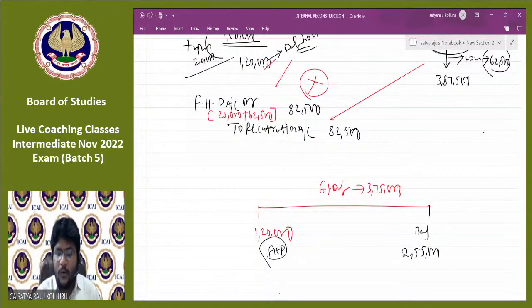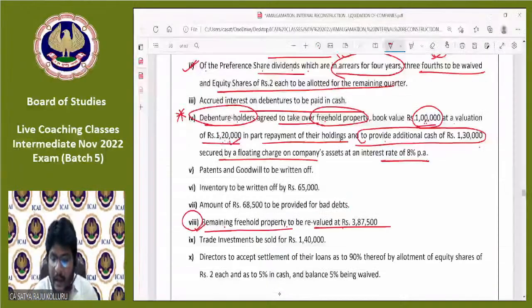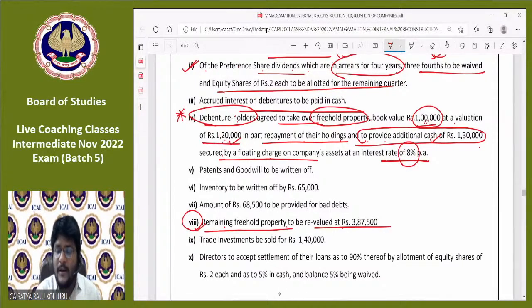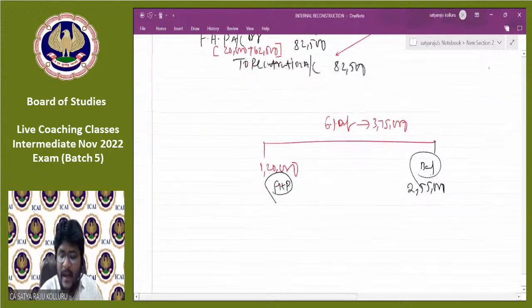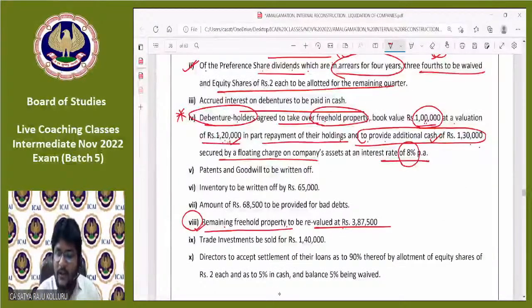That is the reason why I told you we need to appreciate clearly. To provide additional cash for the company itself, debenture holders are ready to provide additional cash. Indirectly, he is conveying that debenture holders are subscribing for other debentures. They are subscribing 8% debentures to provide additional cash to the company for 1,30,000. This is altogether no relation with the balance amount. They are subscribing the additional debentures for 1,30,000.